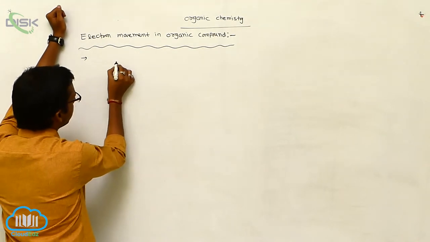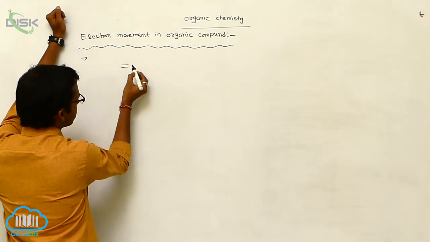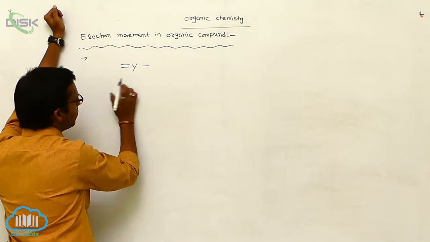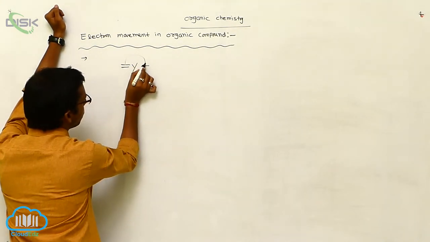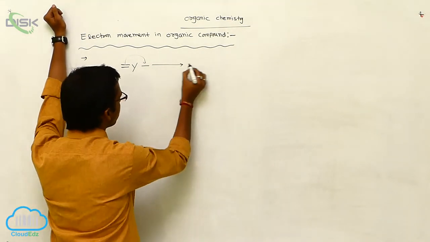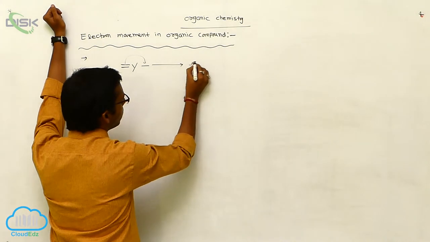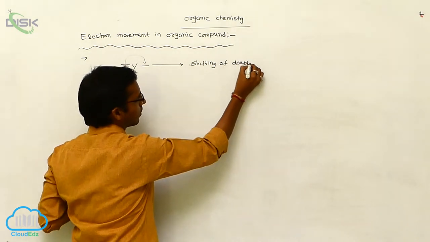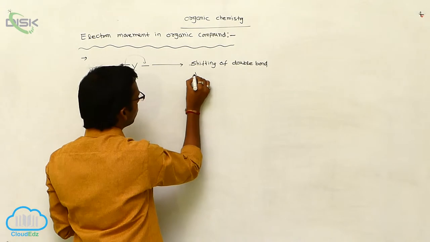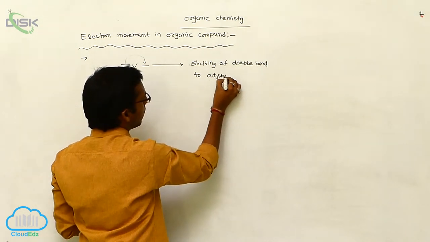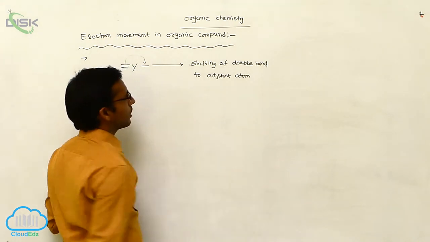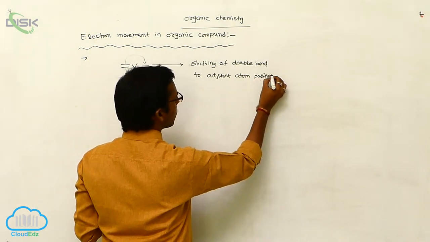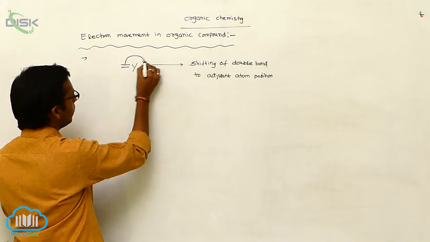For example, if you consider a double bond, there is a sigma bond, and this double bond is shifted to here. What is the meaning of this? Shifting of the double bond to the adjacent atom position. This is our first condition.